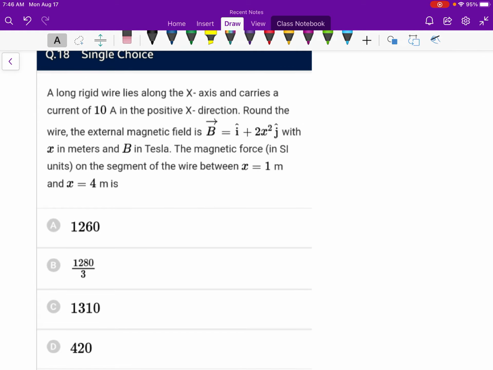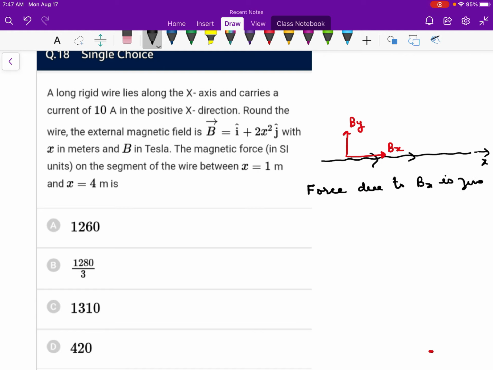A long rigid wire lies along the x-axis and carries a current I. Around the wire there is an external magnetic field. So the wire lies along the x-axis, and the magnetic field is in the x direction as well as in the y direction. The x component will not exert any force, while the y component will exert force. Force due to Bx is 0 as it is parallel to the length of the wire, and force due to By will be I L cross B. So the force due to By will be in the Z direction, and since it is varying, we need to integrate.